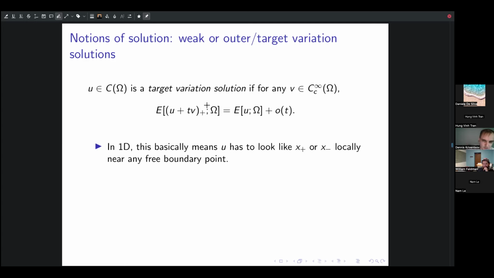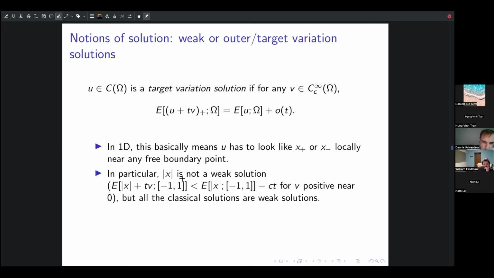So I'll call this a target variation solution. In 1D, what this means is that at every free boundary point, it has to look like x plus or x minus. That's all it means. So in particular, the absolute value of x is not a target variation solution. But the classical solutions are all target variation solutions. So that tells us immediately that these solutions are not closed under taking limits.